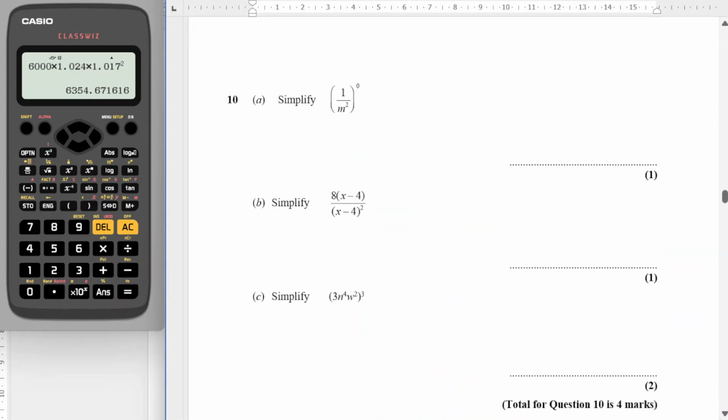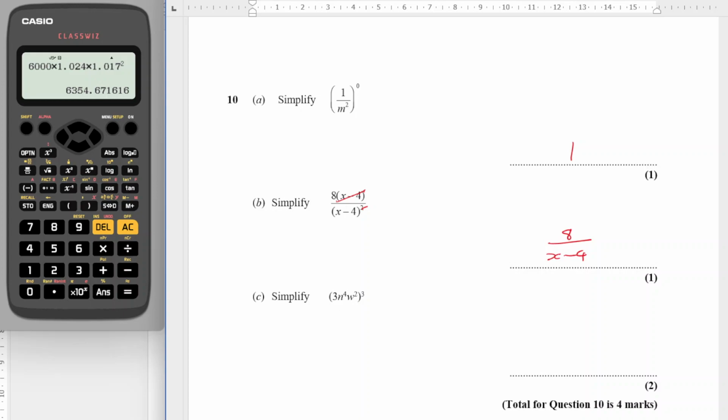Okay, question 10 then, simplify. Well, anything to the power 0 will always be 1, so there's no real need to simplify anything there. Simplify this one. Well, as the numerator and the denominator are fully factorized, we can take out x minus 4 as a common factor and say that that's just going to be 8 over x minus 4.